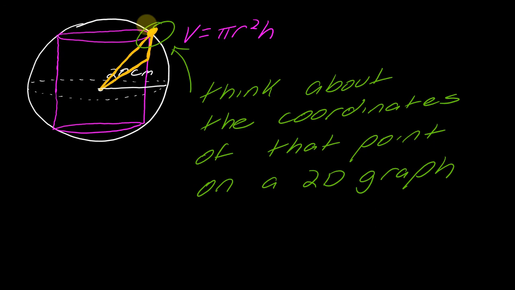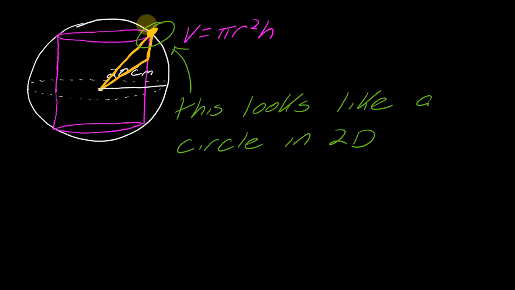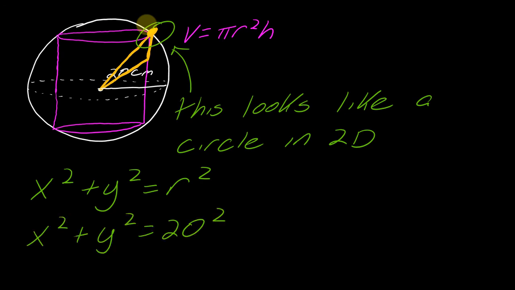I want to think about the coordinates of this point here, but in a 2D form. This really just looks like a circle in 2D, right? For a circle, I have the equation x squared plus y squared equals r squared. I just want to think about this situation for a moment, and then we're going to retranslate it to our problem. In this 2D shape, my radius is 20, so I can get to the y value, which helps me get to the overall height of this cylinder. If I can figure out the y value, that gives me this little segment here, if that makes sense to you.